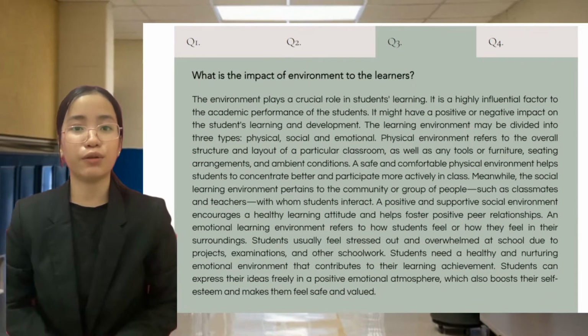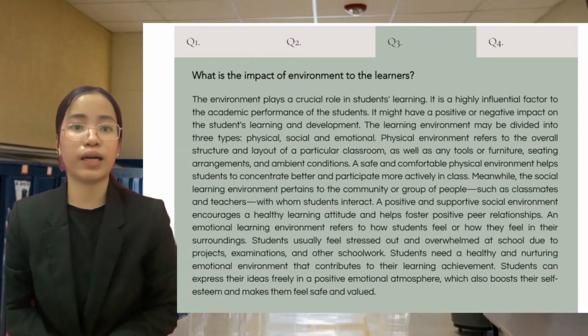The environment plays a crucial role in students' learning. It is a highly influential factor to the academic performance of the students.